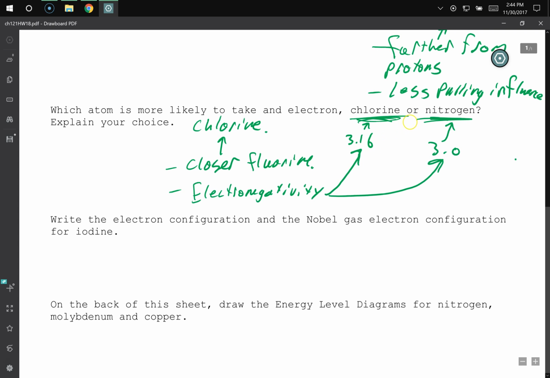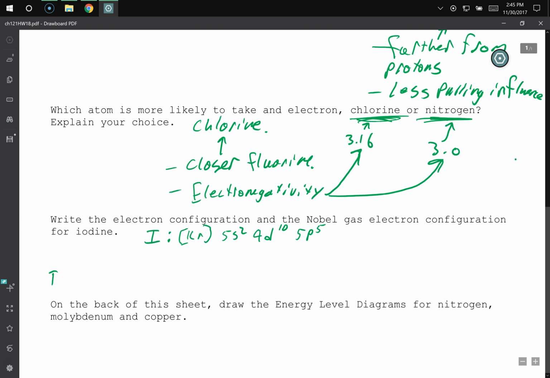Write out the electron configuration, the noble gas configuration, for iodine. Okay, so let's do the noble gas configuration first. So I got an I, colon, the last noble gas before iodine is krypton, Kr, and then after krypton we're looking at 5s2, 4d10, 5p5.